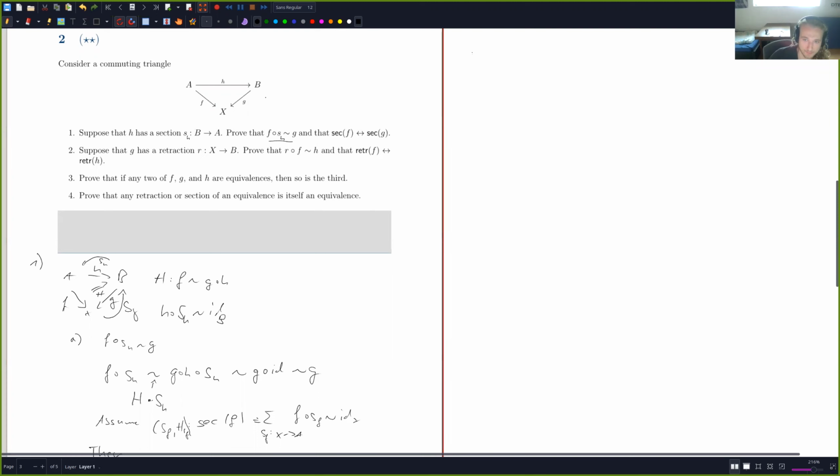So SH after SG, and we want to prove that this is a section for F, so it needs to be a right inverse. And let's see, what can we do? How do we simplify this? Well, we use commutativity of the diagram again, because then we know that this is homotopic to G after H after SH, F, SH after SG. And of course, this cancels to the identity, then the identity cancels, and then this cancels with that. And all that's left is the identity.